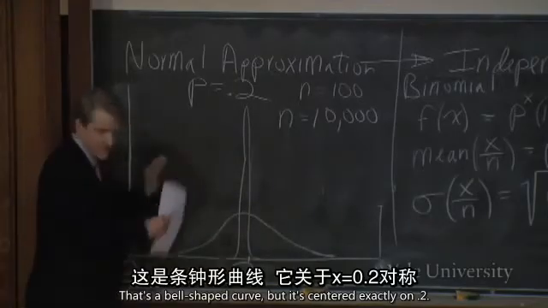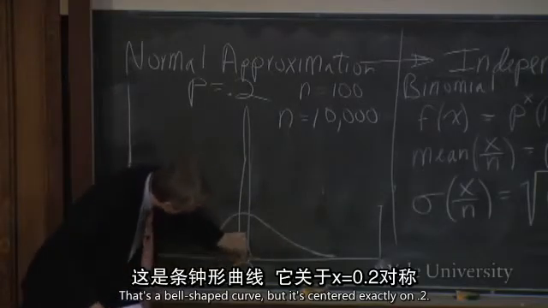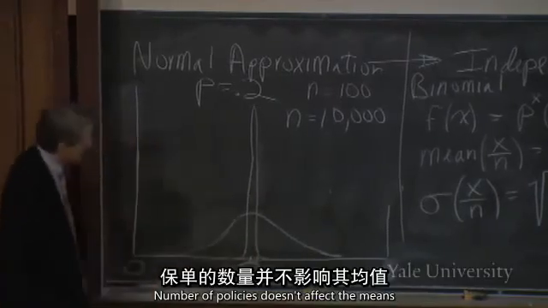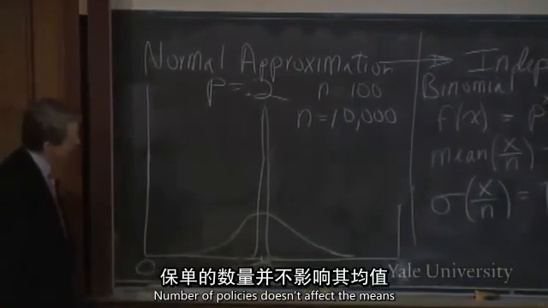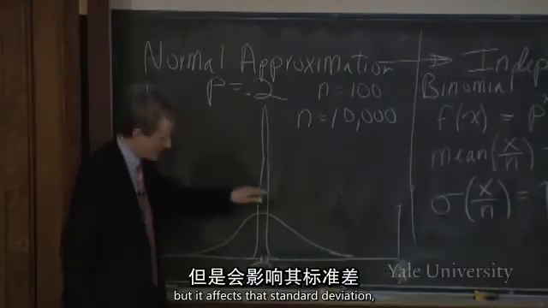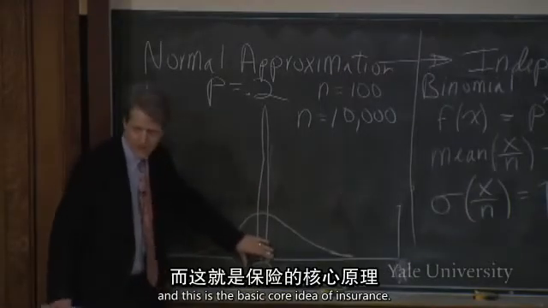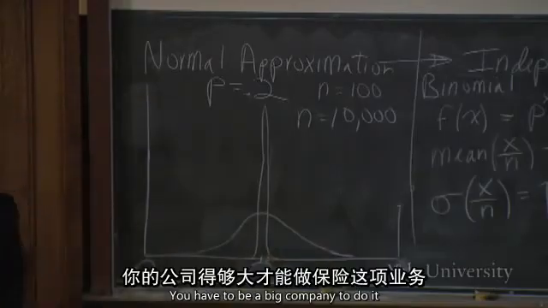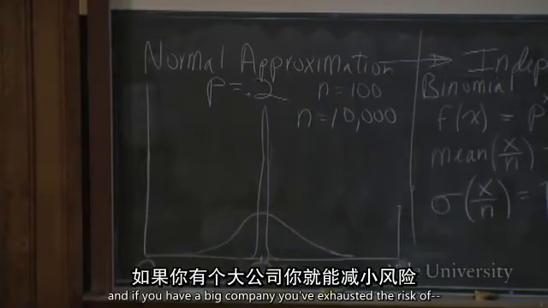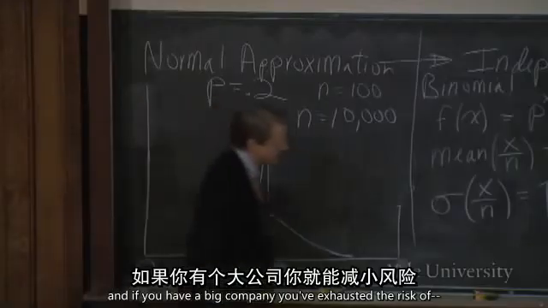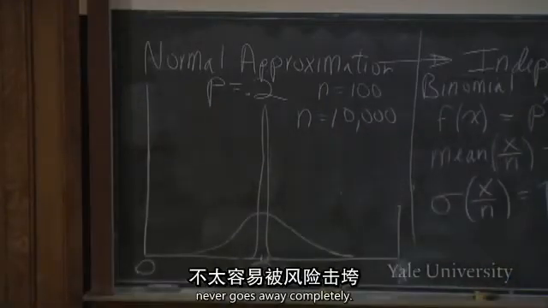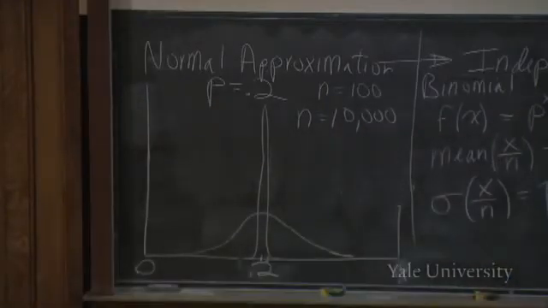That's a bell-shaped curve, but it's centered exactly on 0.2. Exactly. The number of policies doesn't affect the mean, but it affects the standard deviation. So it becomes very collapsed. And this is the basic core idea of insurance. You have to be a big company to do it. And if you have a big company, you've exhausted the risk, although it almost never goes away completely.